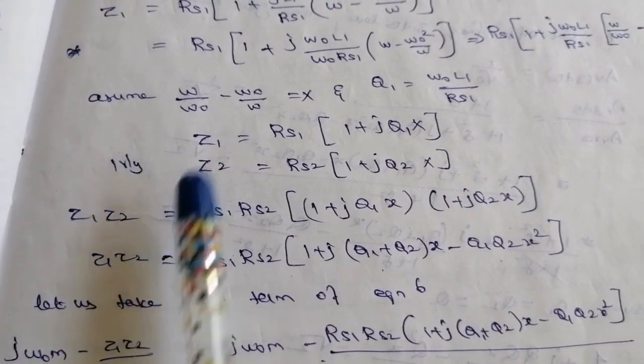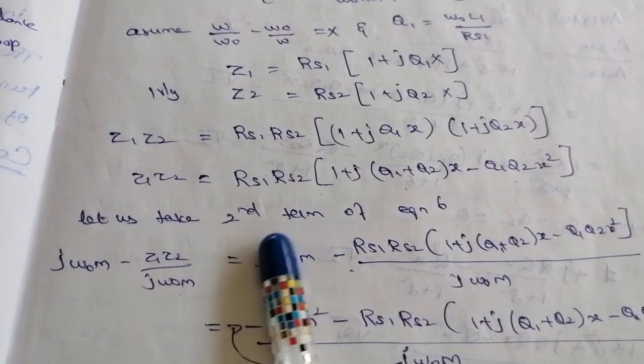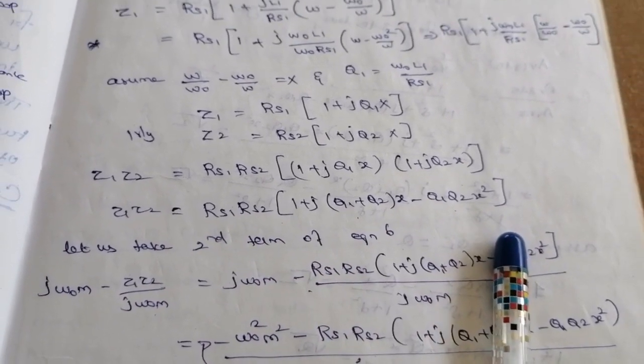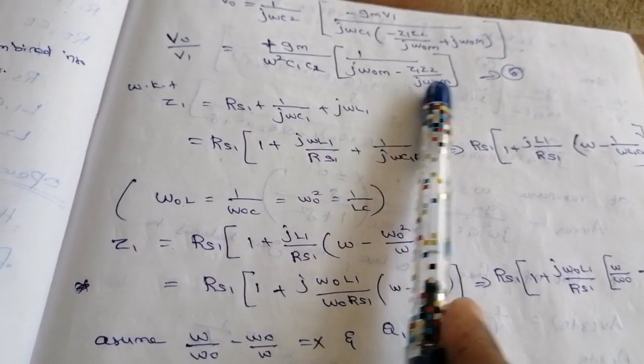So Z1 Z2 is the multiplication of these two terms, like this equation. Let us take the second term of equation 6. Equation 6 is this one, and the second term is this one.